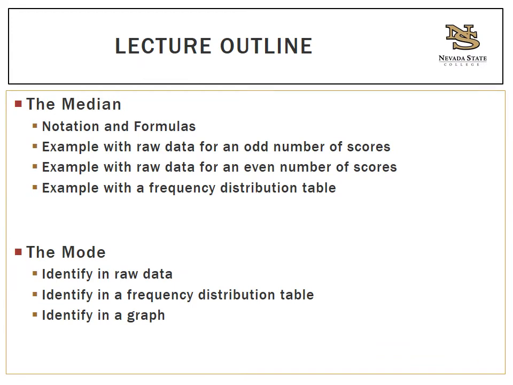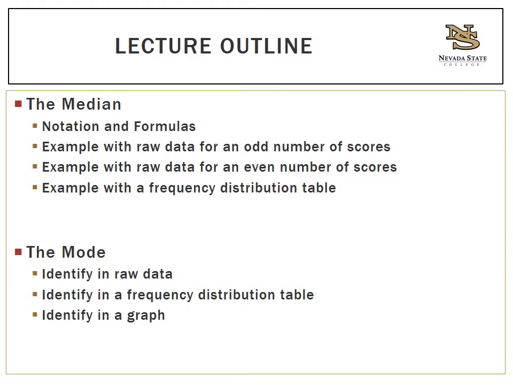So in this lecture, we're going to focus quite a bit on the median because the mode is more straightforward. For the median, we'll look at the notation and the formulas associated with locating the median. Also, we're going to do some examples with raw data for either an odd or even number of scores, and you'll see why those two different scenarios lead to different ways to find the median. And then I'm also going to show you how to figure out the median in a frequency distribution table, which is a little bit more complicated than when you're working with raw data.